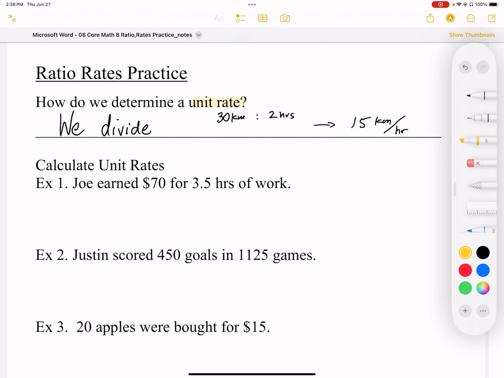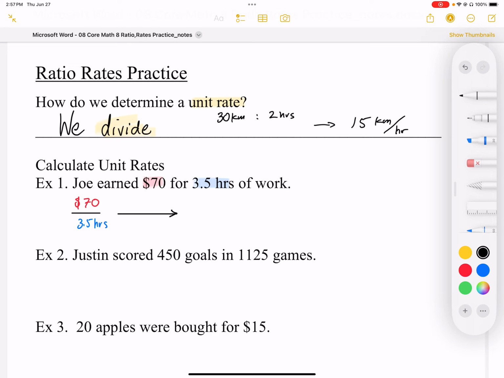So we want to make sure we connect this idea of unit rate with dividing the whatever ratio or rate that we have. So here we're going to convert these into unit rates. We're comparing dollars to hours. And so when we do this, we're going to write this as $70 compared to 3.5 hours.